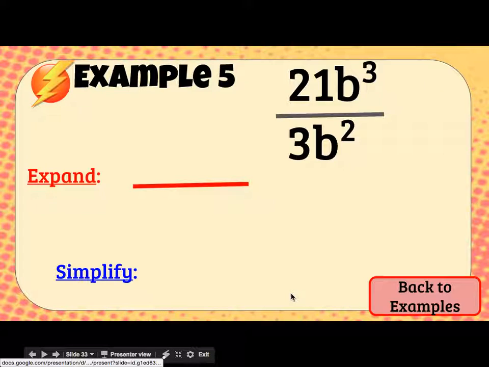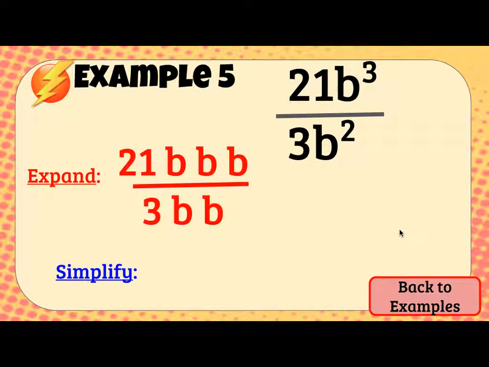Okay, the last example looks like this. 21 b times b times b. If I could simplify this, well, I can simplify my 21 divided by 3 pretty easily, cancel out your b's, so you're left with 7b.